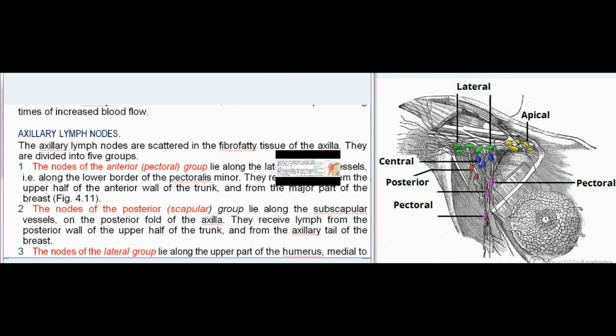There is no axillary sheath around the vein, which is free to expand during times of increased blood flow. Axillary lymph nodes. The axillary lymph nodes are scattered in the fibrofatty tissue of the axilla. They are divided into 5 groups.